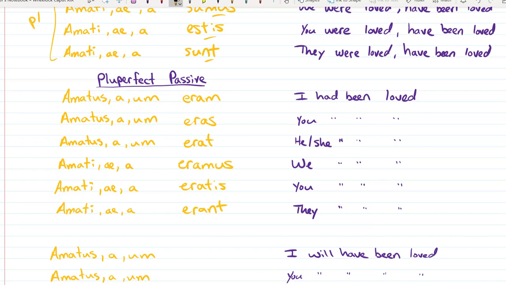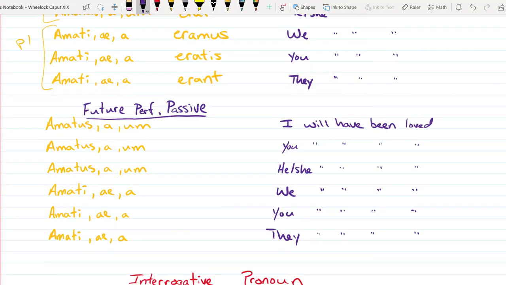Okay. Imperfect form with pluperfect. Again, making sure that we use singular when our subject's singular and plural when our subject is plural. Okay. Future perfect, same exact process. Amatus or amati I. I will have been loved. You will have been loved. He, she, or it will have been loved. And then all you do is you add your future forms of to be with it.